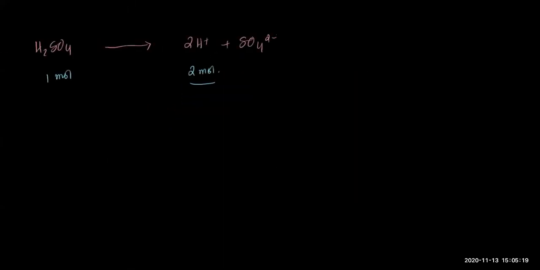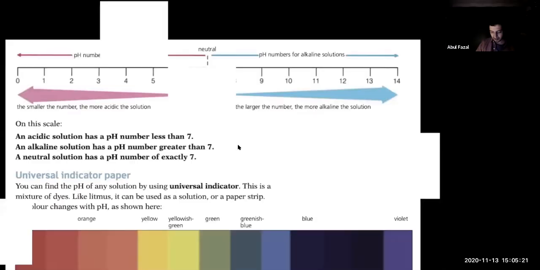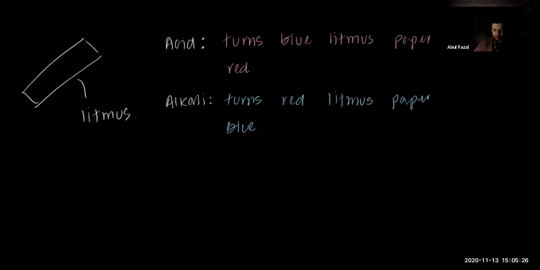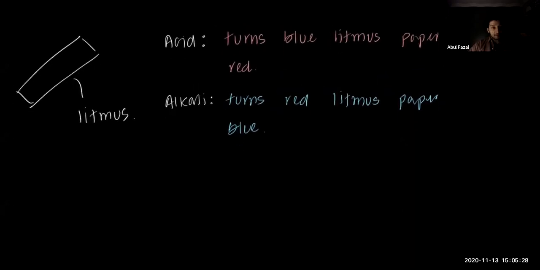So one thing I didn't mention in 11A is we talked about indicators, right? In sufficient detail, as much detail as is required. But I didn't talk about this. There's a thing called litmus paper, and that's supposed to help you identify an acid or a base slash alkali. It could be a base, or I think alkali is a better word. So let's not write anything here right now.